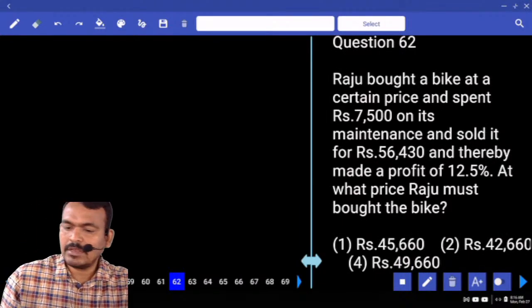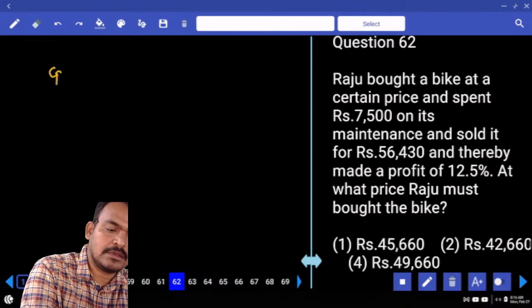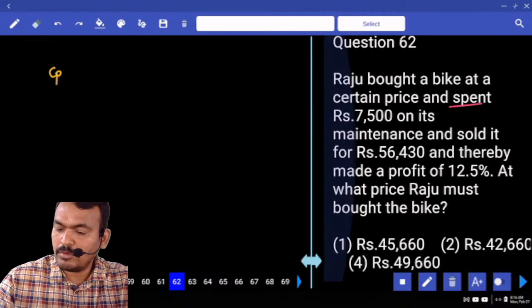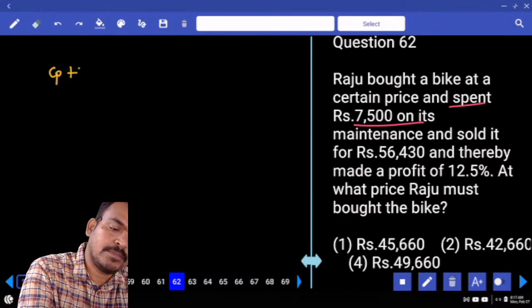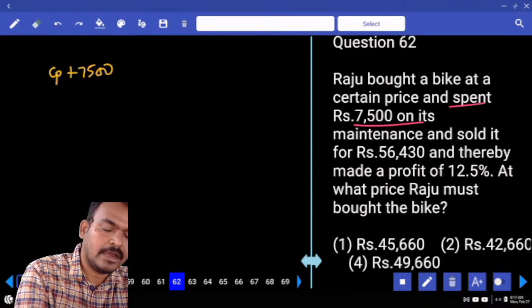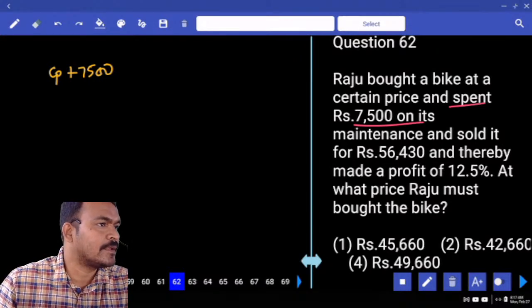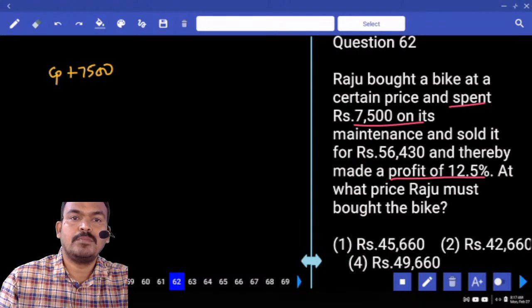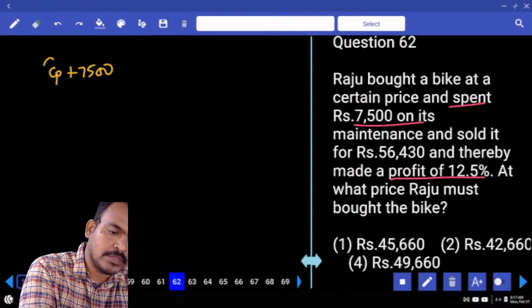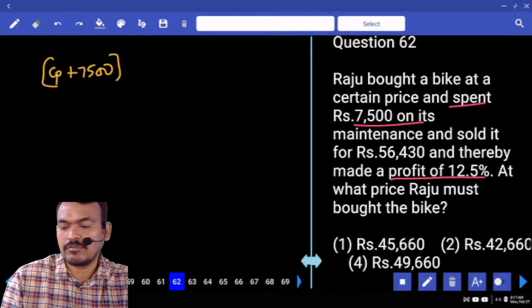First of all, let us consider the actual cost price of the bike as CP. Again, 7,500 rupees are spent on maintenance, so CP plus 7,500 is the new cost price. Again, it is sold at 12.5% profit.